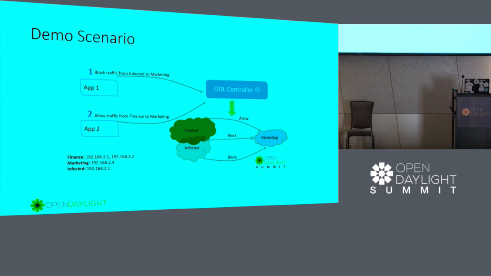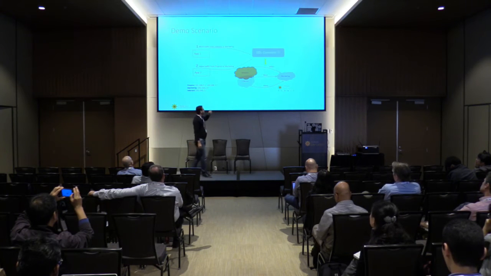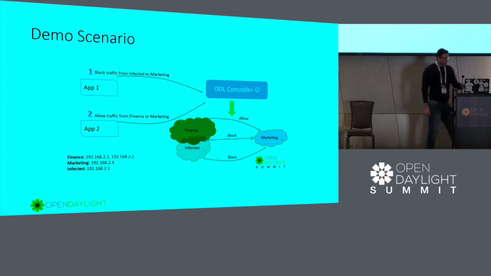Application 1 creates an action to block all the traffic between infected and marketing, and application 2 wants to allow the traffic from finance to marketing. We are facing a conflict here because finance contains this endpoint. The idea for the graph is to solve this conflict resolution. I have a demo here. I will demonstrate it now.